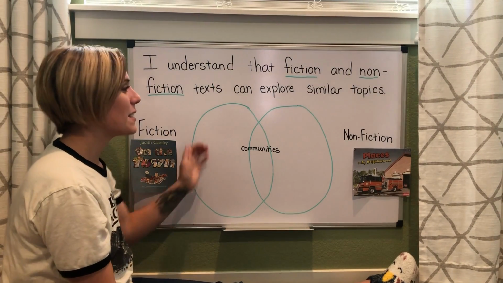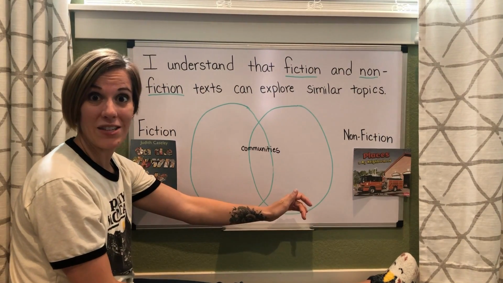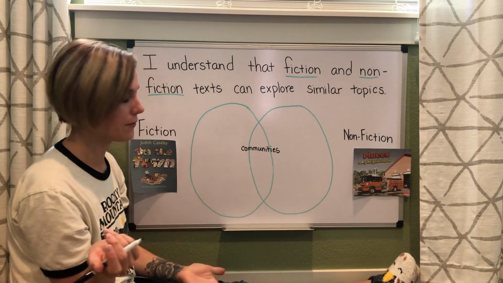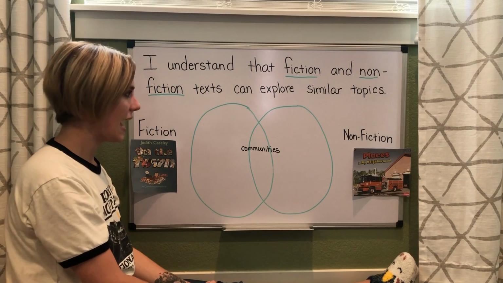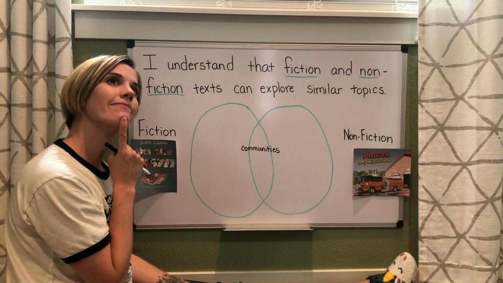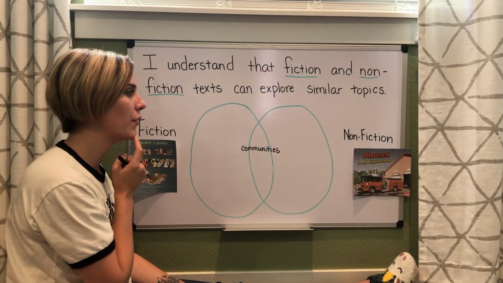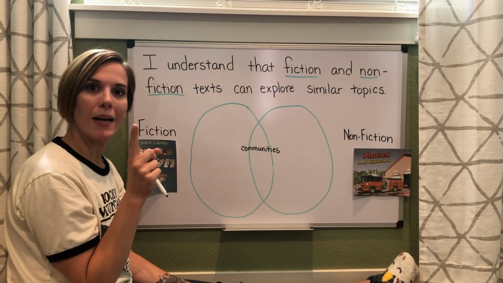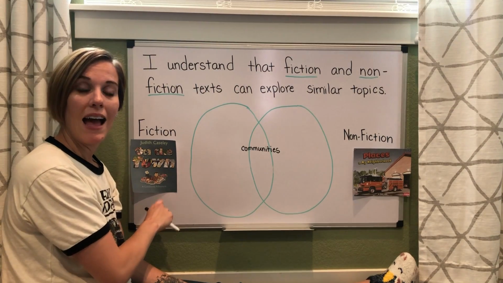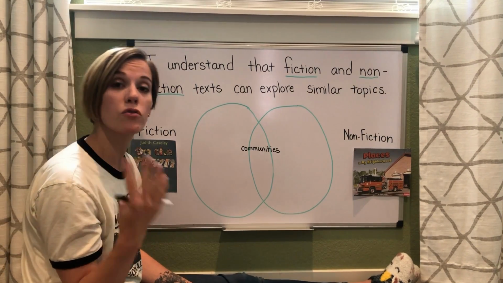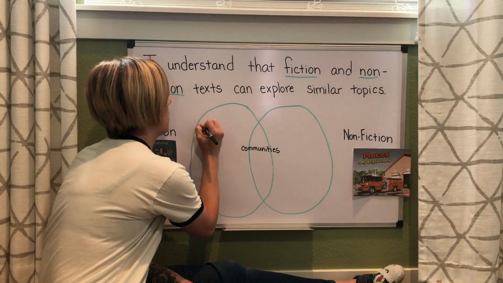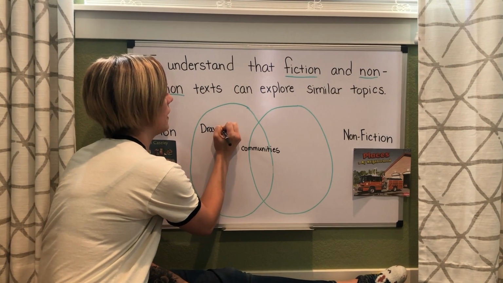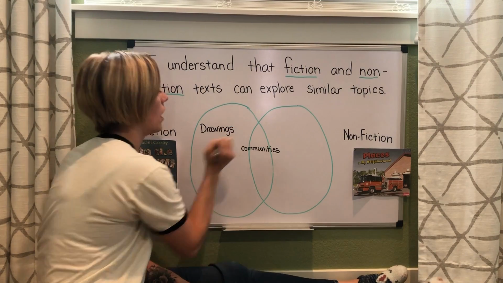I also want to think about something that is different about each of these texts. So we've compared, now we're contrasting. We're thinking about what's different. So in On the Town, what was different about On the Town versus Places in My Neighborhood? I know one. On the Town had illustrations that were drawings. All of the pictures in On the Town were fun and colorful drawings.